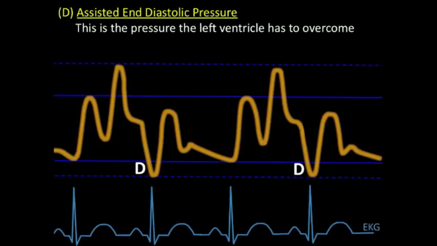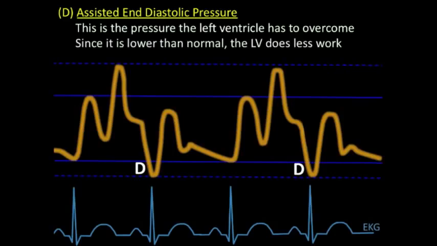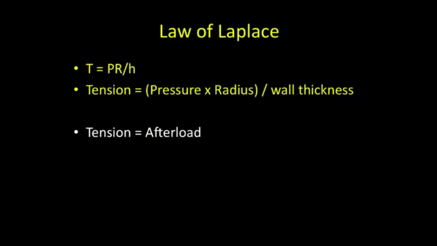And if the assisted end diastolic pressure is lower than normal, which it sure is in this case, the ventricle doesn't have to work as hard to eject blood. So this reduces the heart's need for blood and oxygen, or myocardial oxygen demand. And we have a decrease in afterload. So afterload is largely dependent upon aortic pressure.